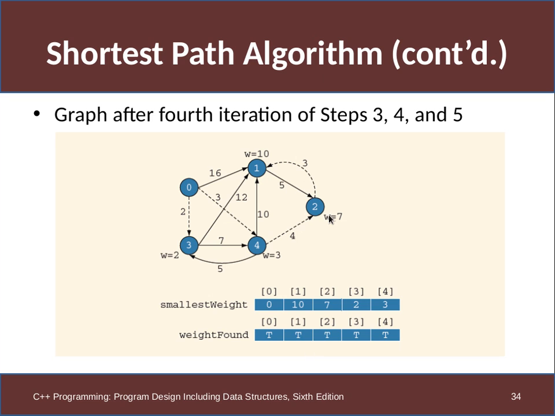But even though we're at 10, costing 5 to go to 2 is 15, which is greater than 7, so we don't update it. So what's given at the end is an array of the shortest weights. So you now know that the shortest path from 0 to 1 has a cost of 10, would be 10 hours, assuming no layovers, of course.